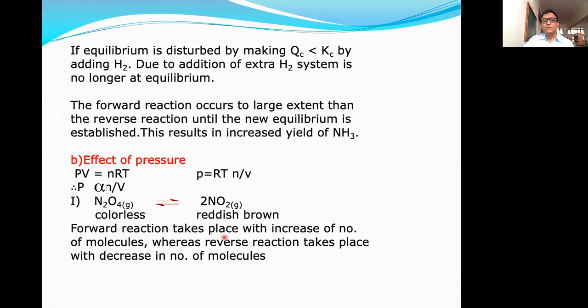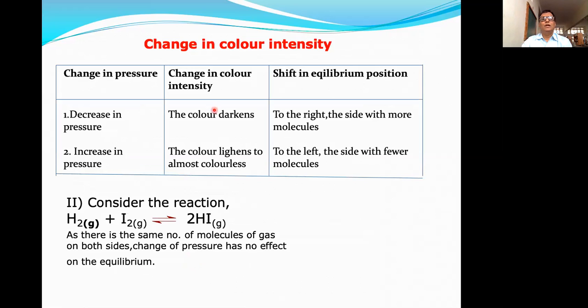Forward reaction takes place with an increase in the number of molecules. If you observe this reaction, from one molecule of N2O4 we are getting 2 molecules of NO2 gas. So there is an increase in the number of molecules in the forward reaction, whereas the reverse reaction takes place with a decrease in the number of molecules. Now you can observe the change in color intensity in this reaction. First we will discuss the change in pressure. The next factor is the change in color intensity, and lastly, the shift in equilibrium position.